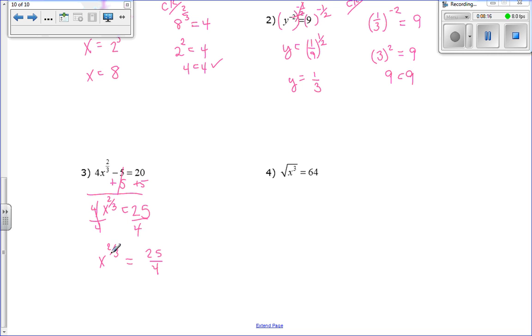So now, since I have x by itself, I can raise everything to the reciprocal power. My reciprocal power is 3/2. Those cancel each other out. So x equals power over root, and then we take our root first. The square root of 25 is 5. The square root of 4 is 2. So we have 5/2 raised to the third power. So 5 to the third is 125, and 2 to the third is 8.